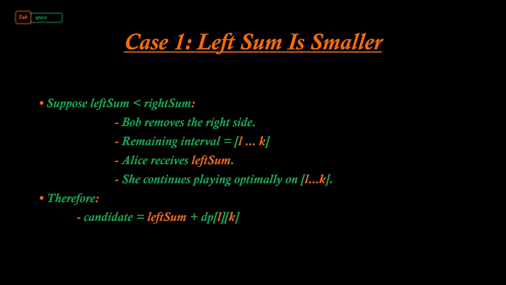Let's consider the first case. Suppose left sum is less than right sum. Bob always throws away the row with the maximum value. Therefore, the right side is discarded and the left side survives. Alice receives the value of the surviving side, which is left sum, but the game does not end there. Alice can continue playing on the left interval. The best score she can obtain from that interval is already stored in dp[L][k]. Therefore, the total score for this split is left sum plus dp[L][k]. We compare this candidate with the best result we have already found for the interval.